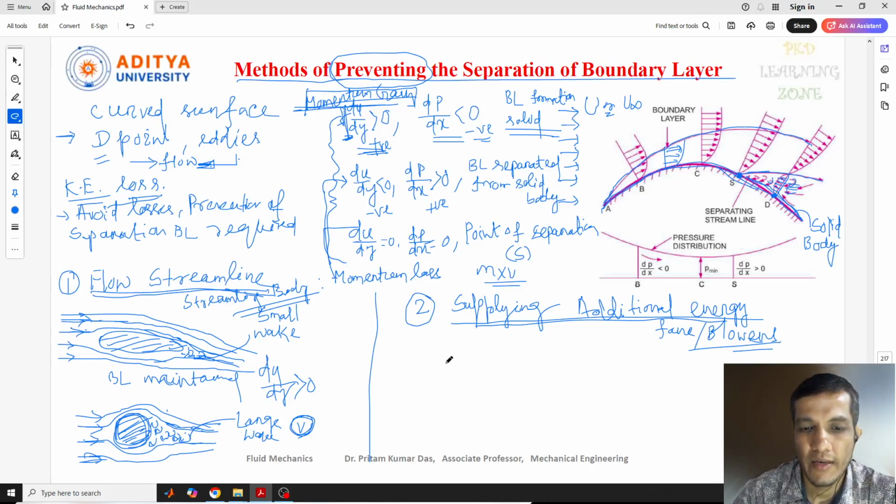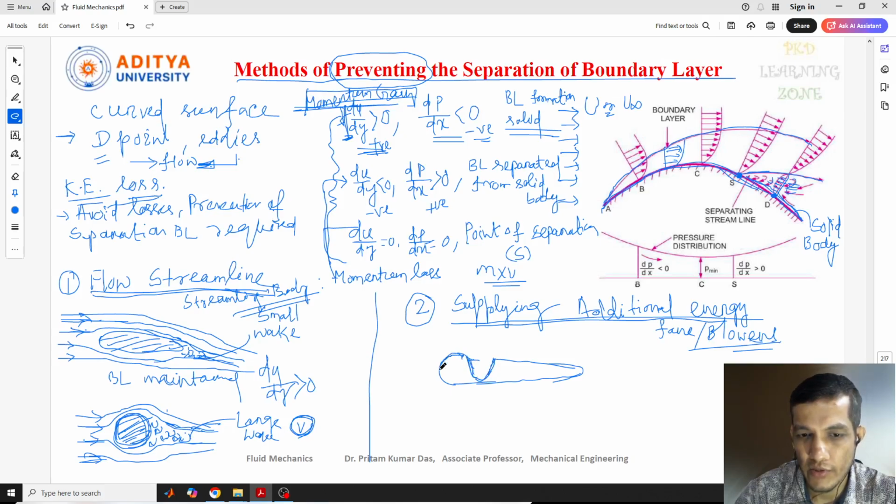So how will this be? Suppose where the velocity drops. Suppose a body is there. Now in this body, let there be a slot position, and after that it is smooth. Due to this slot position, this is actually called a suction slot.